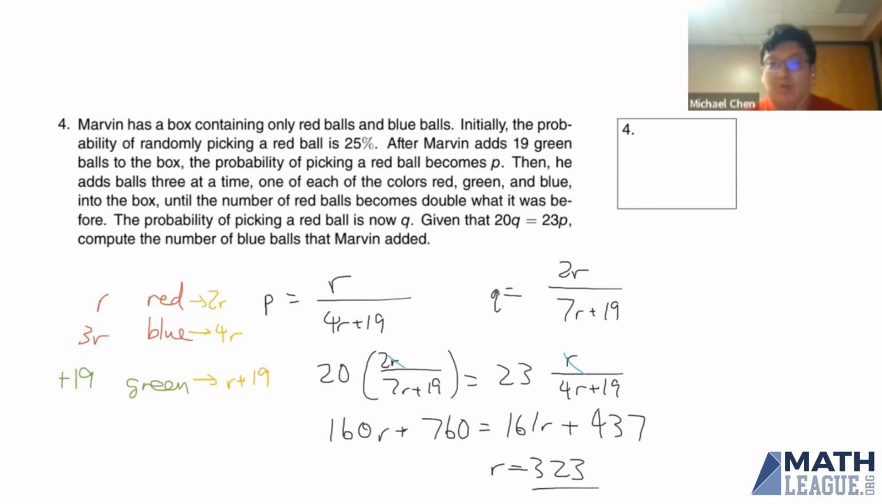Now, what does R equals 323 mean? Well, that tells us that number one, we originally had 323 red balls in the box, but that's not what the question's asking. The question's asking the number of blue balls that were added to the box. Now, that is also equal to R because note that when we doubled the number of red balls, we also added R of each of blue and green to the box. So that means that R is actually the quantity that we're looking for, which is 323.